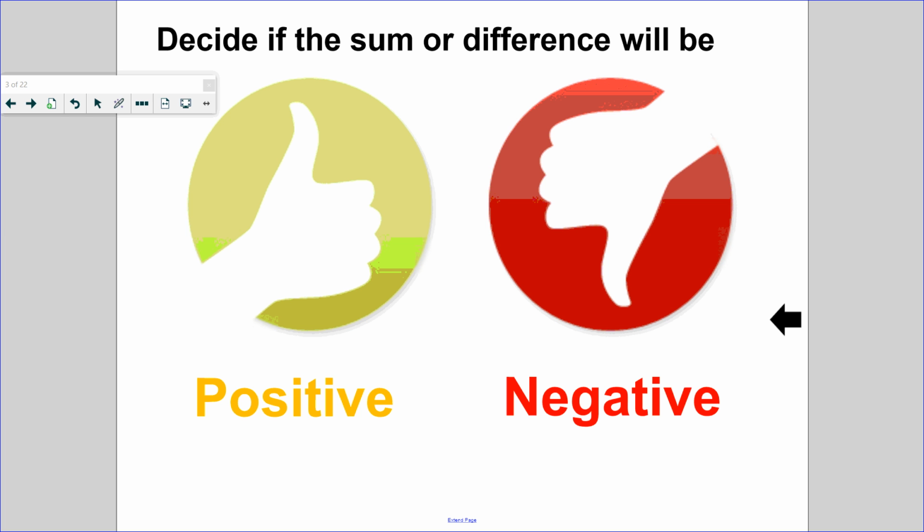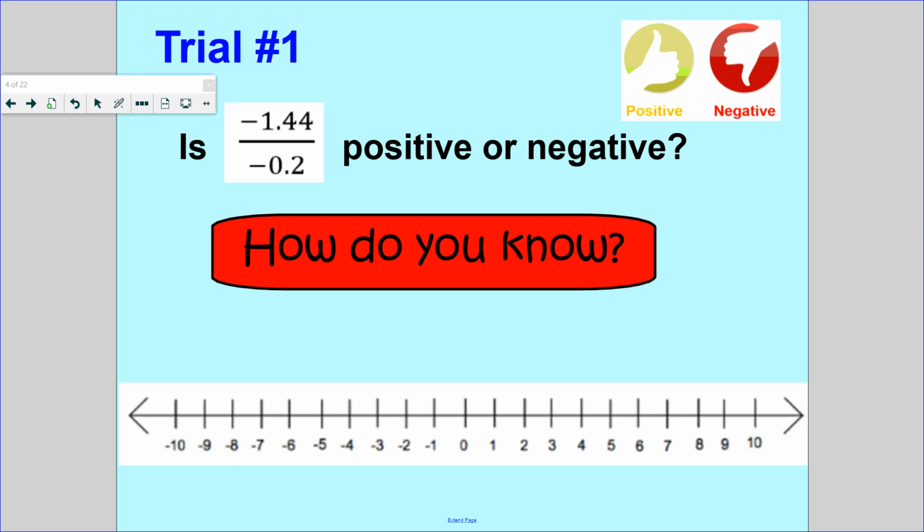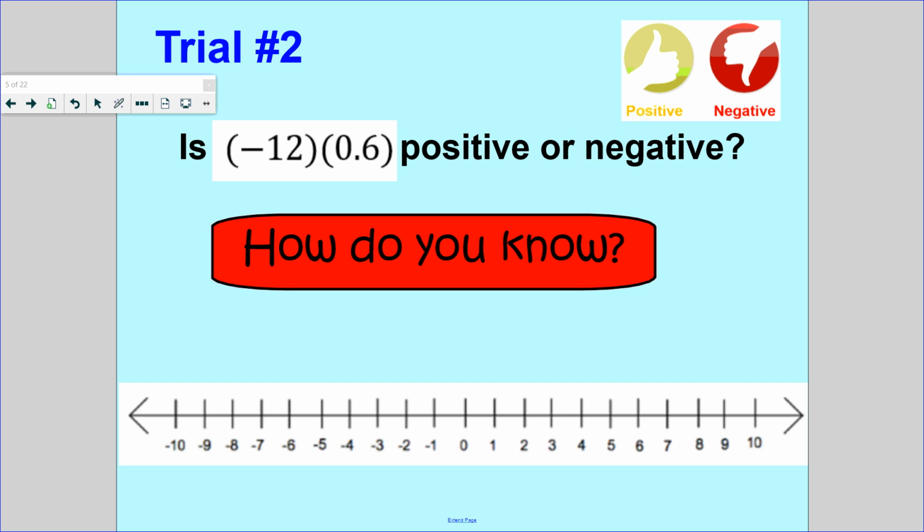So in today's activity, you're going to decide, is it positive or negative, doing thumbs up, thumbs down. So what's negative 1 4/100 divided by negative 2/10? Is it positive or negative? Well, the opposite of a negative is positive, so the answer will be positive. What's negative 12 times 6/10? Well, the answer will be negative. Opposite of a positive is negative.